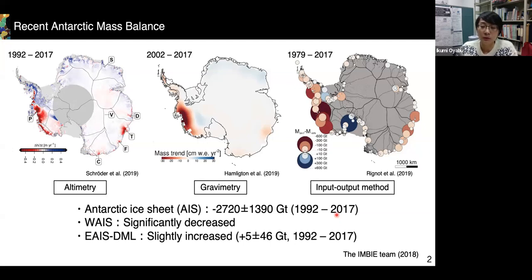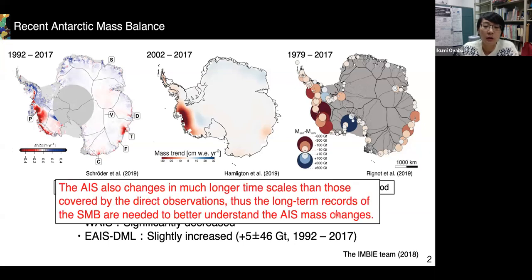So remote sensing observations are useful, but they are available only over the last few decades. The Antarctic ice sheet also changes in much longer time scales than those covered by the direct observations, so long-term records of the SMB are needed to better understand the Antarctic ice sheet mass changes.